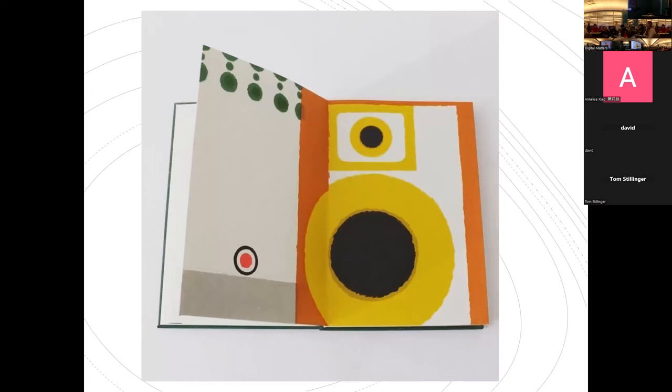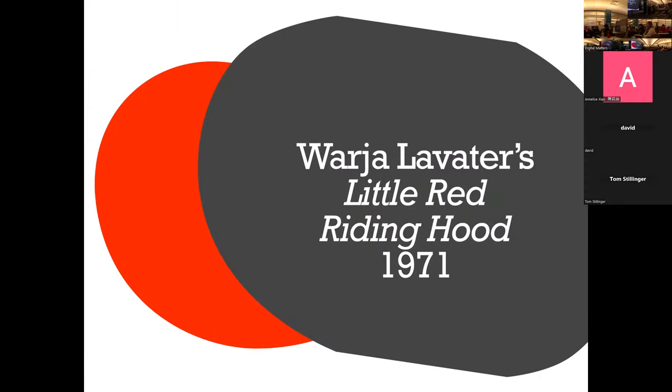Exactly, it's the queen looking at herself, demanding a validation of her beauty, being denied, and Snow White about to be ejected to the forest. And we can see other work by Barjal Lavater following suit.